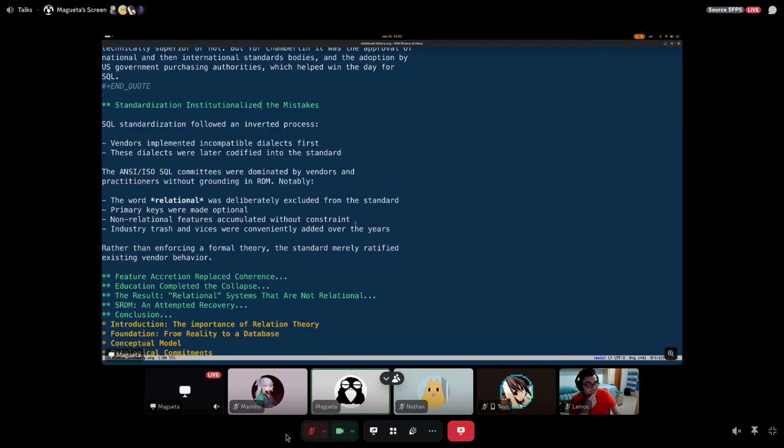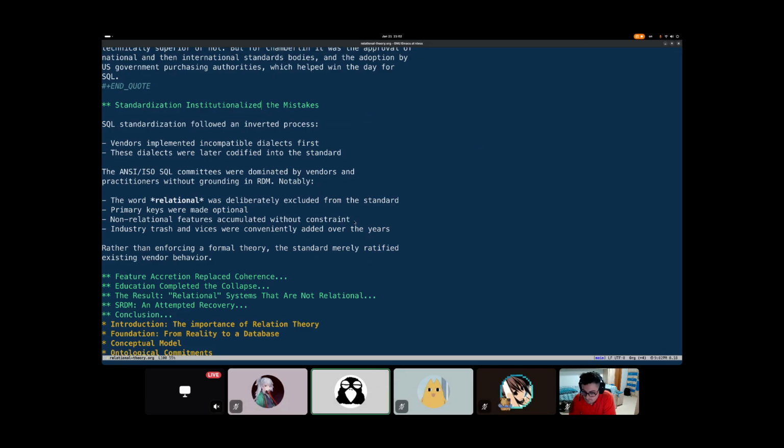Okay. So, basically, with that, we ended up with a standardization of SQL, right? And it is essentially an inverted process because when we were talking about SQL, we were talking about vendors that implemented incompatible dialects at first, and then those vendors later codified them into a standard. Oracle has their own version of SQL, right? IBM had their own version, and then they were basically trying to incorporate the same version later on, right? So you have incompatible dialects up to a point.